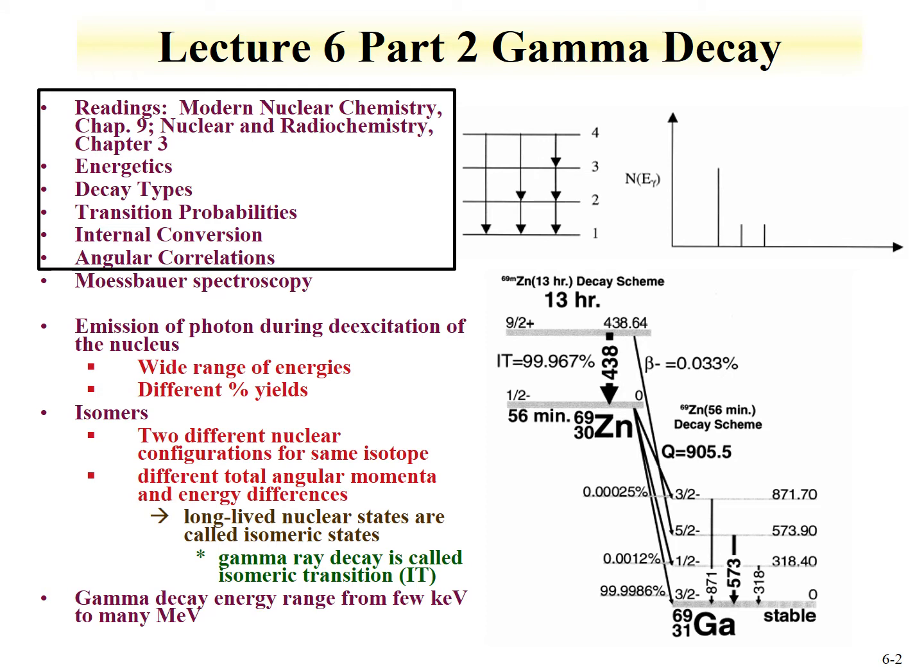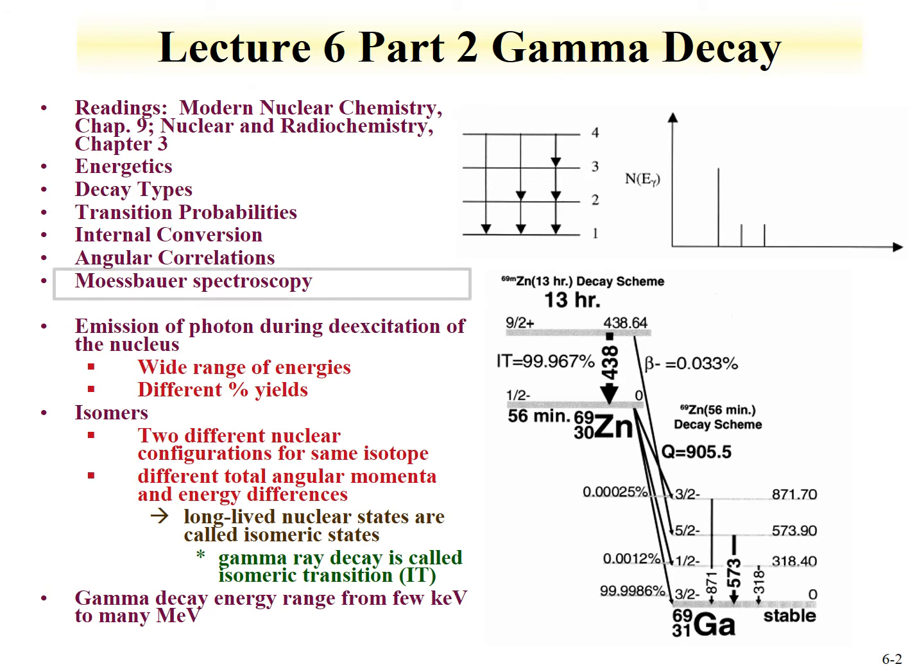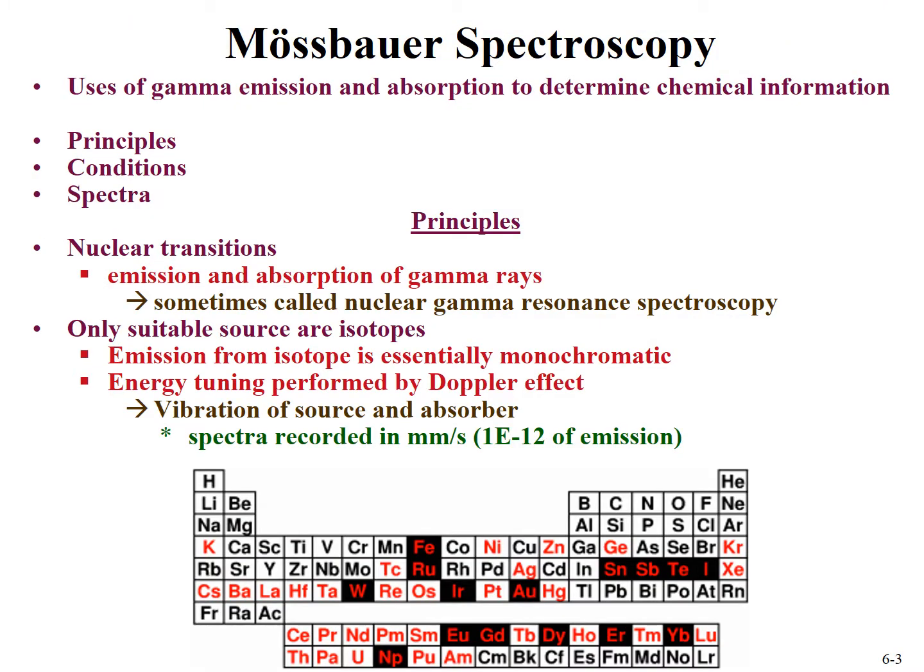Lecture 1 covered the topics shown here, and for lecture 2 we're going to cover Moessbauer spectroscopy. In this lecture we're going to discuss Moessbauer spectroscopy, which uses gamma emission and absorption to determine something about the chemistry and the chemical information about the compounds that contain the radionuclides. We're going to discuss the principles of Moessbauer spectroscopy, the conditions necessary, fundamentally you need solids, and something about the spectra that results.